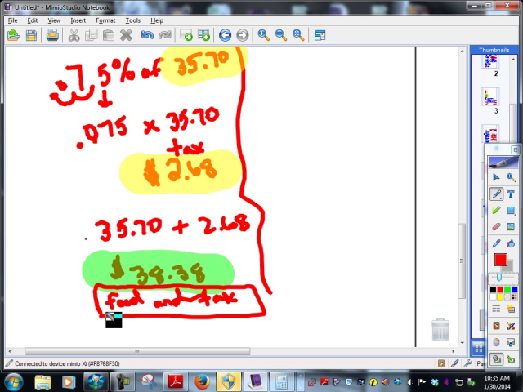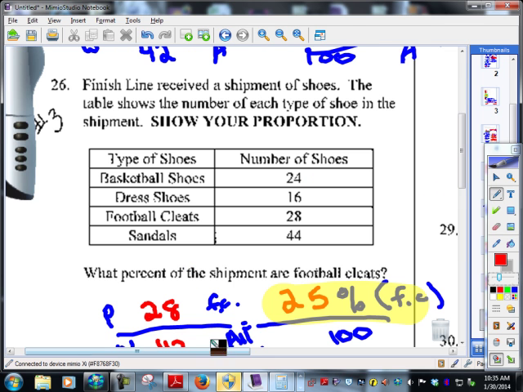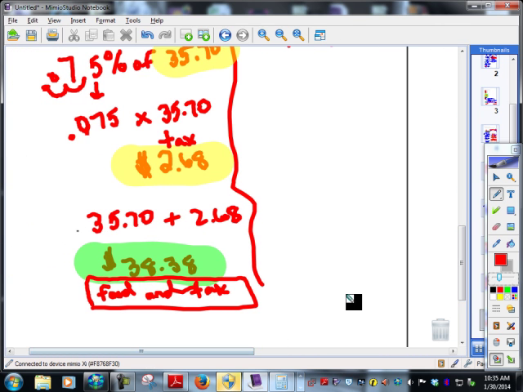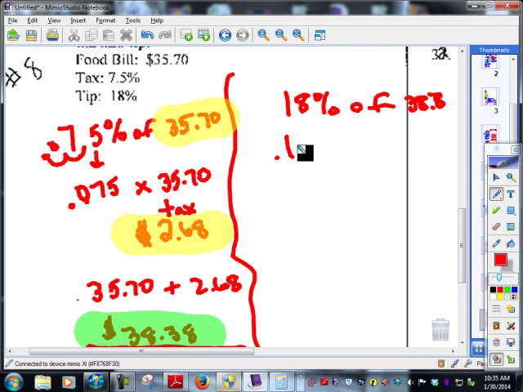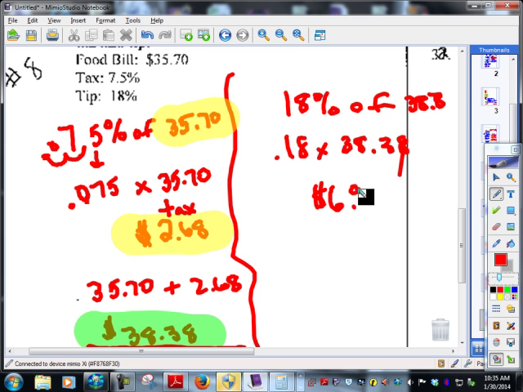Now you want to tip your server for serving you all that food. So now you have to figure out 18% of 38. Same process we did a minute ago. So that's 0.18 times 38.38. Let's do it real quick. How much money is that, guys? That's $6.91. You have to round it to the hundredths.